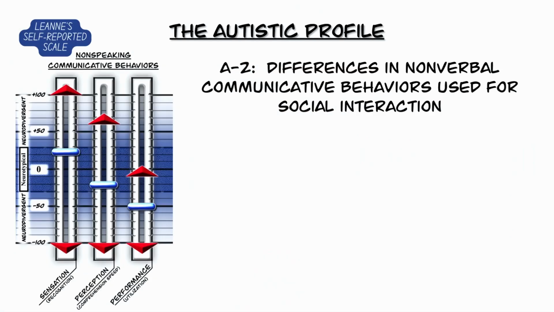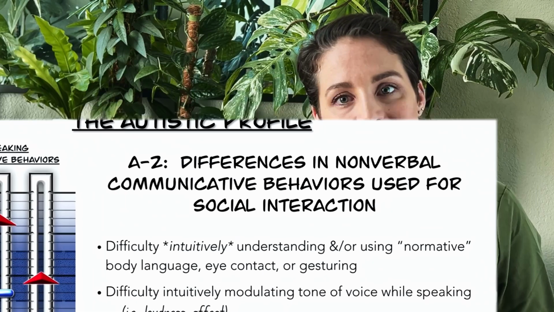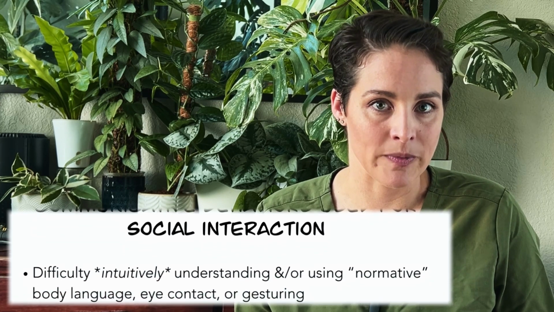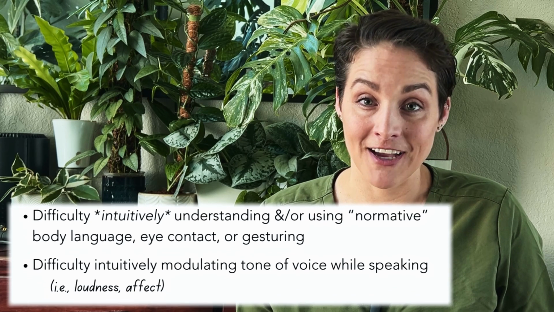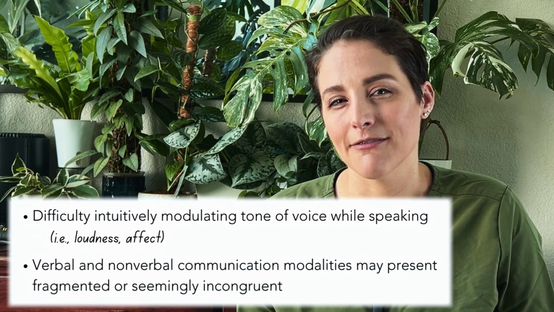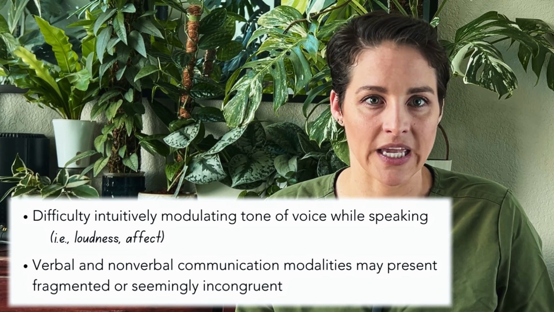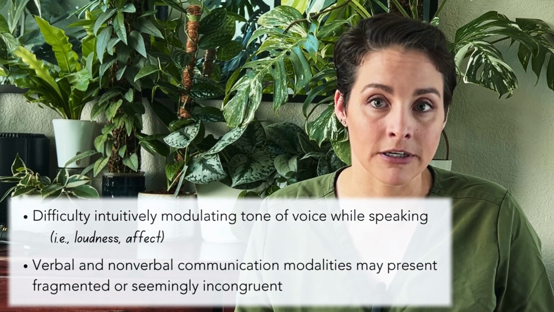A2 deals with an autistic person's difficulty understanding and or using non-speaking communicative behaviors, such as body language, eye contact, and gesturing, or essentially the ability to read the room and respond to it. But it also describes the difficulty with the modulation of our tone and affect in real time, as well as the tendency for our speech and body language or affect to not really sync up with one another, which can create confusion from the outside looking in because it may seem like we're being disingenuous or bored or annoyed or whatever. Perhaps that's because that's what a neurotypical person being unsynced would indicate, but that is definitely not the case with most autistic people.